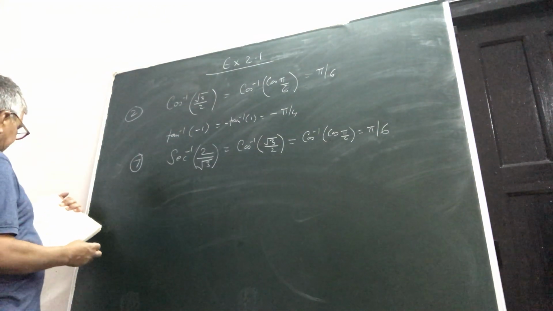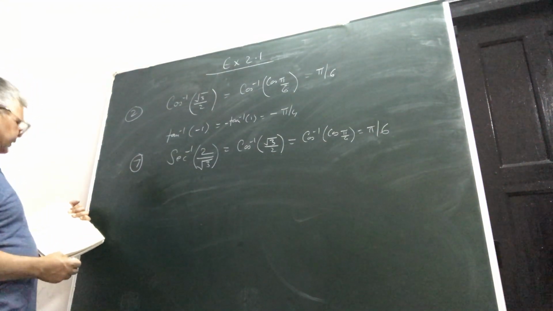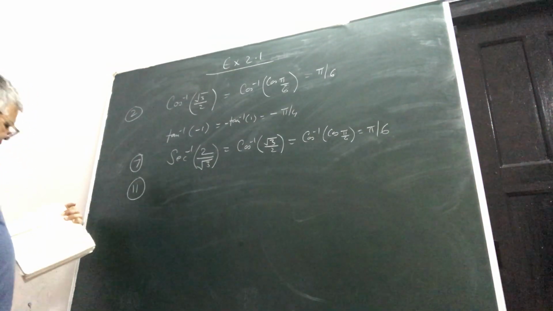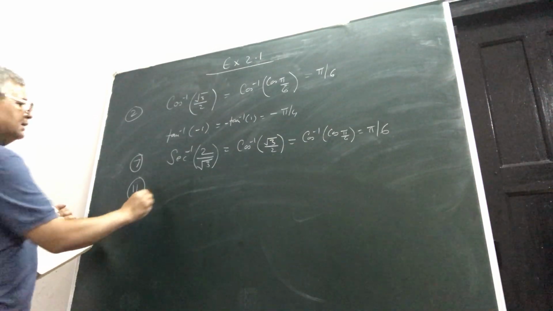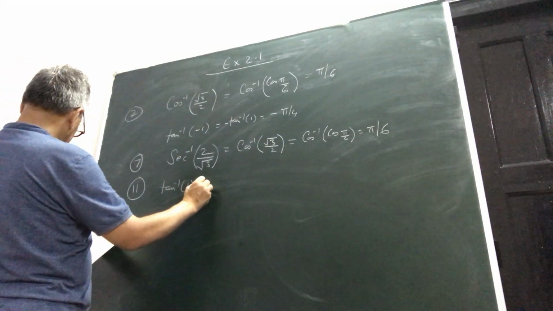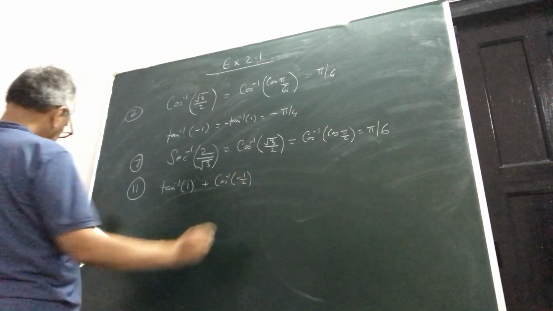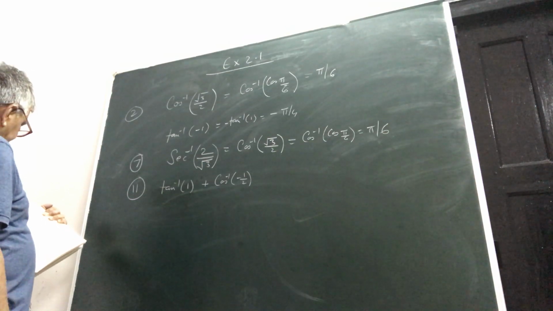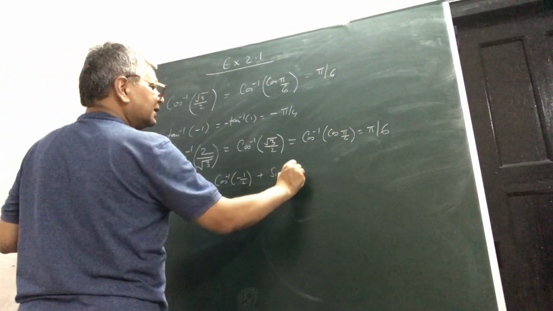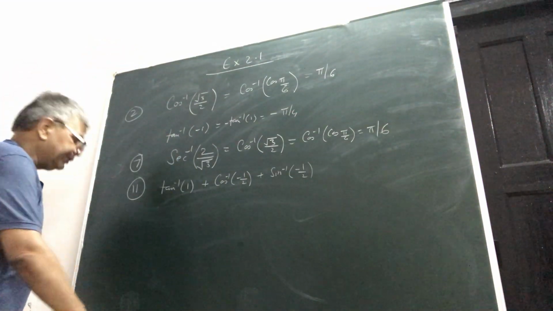Let me take up another question here. Find the values of the following. This is your question 11. Tan inverse 1, so simple. You have to write their values in the principal branches. Plus cos inverse minus 1 by 2, plus sin inverse minus 1 by 2. Okay, so what can you do here?